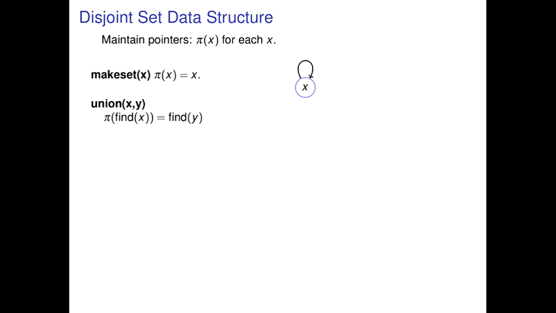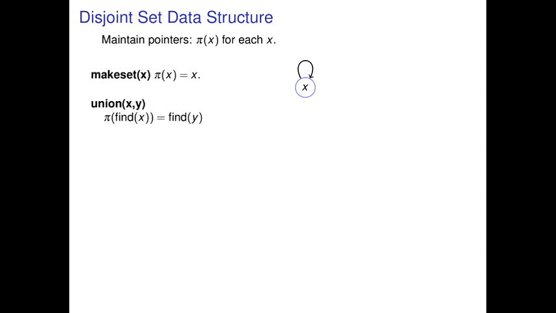But union, what it does is it takes the root of one of these pointer structures and points it to the other one. That's all it does. So now if X and Y used to have two different parents, one of their roots points to the other one. So after this operation, find of X and find of Y will both point to the same root. Does that make sense?